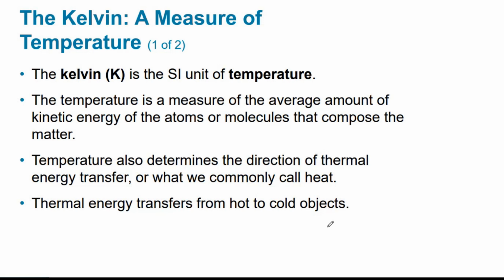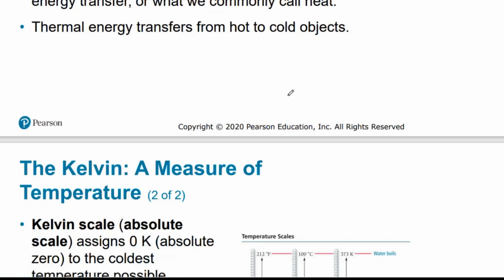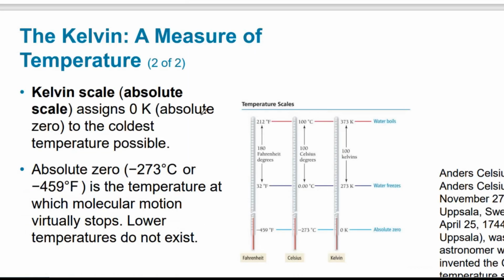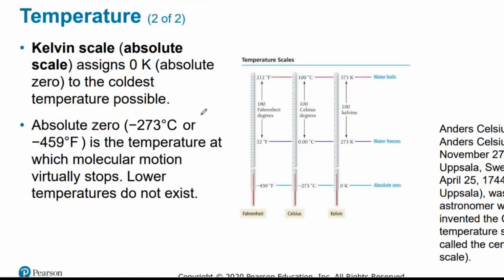Okay. So temperature is what we call thermal energy transfer, and we're going to talk about that later in this course. We're going to do some calculations from that. So thermal energy goes from hot objects to cold objects and not the other way. So cold is just the absence of heat, right? So the Kelvin scale, or the absolute scale, assigns 0 Kelvin to the coldest temperature possible. It isn't possible to get colder than absolute zero.